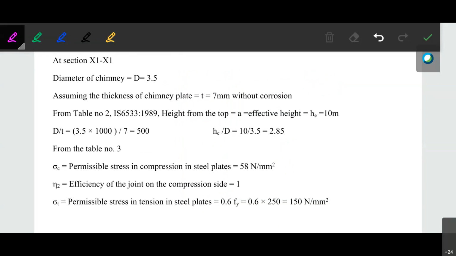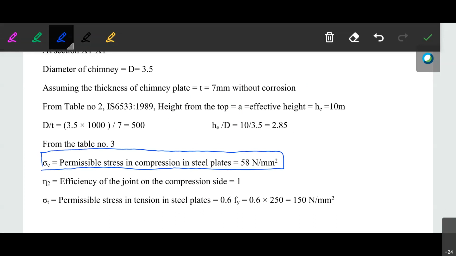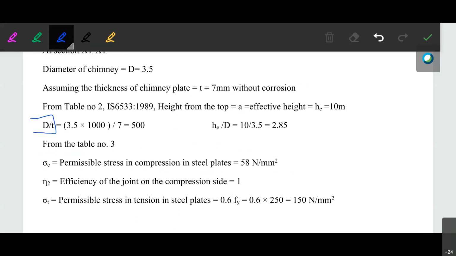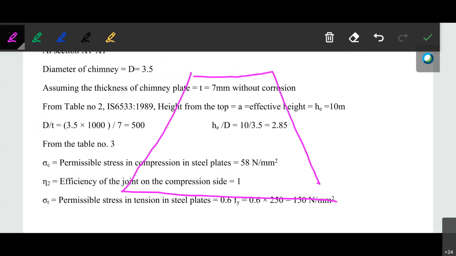Okay, now again from table number 2 of the particular IS code, you have to calculate the value of sigma c, that is the permissible stress in compression in the steel plates. Now that particular value will depend upon the d by t ratio and h by d ratio. Here the d by t ratio, d value is 3.5 meter. Here again the diameter is the average diameter. Now in our problem, the top particular section is of uniform diameter. If it is of trapezoidal shape, in that case you have to consider the average diameter of that particular section.